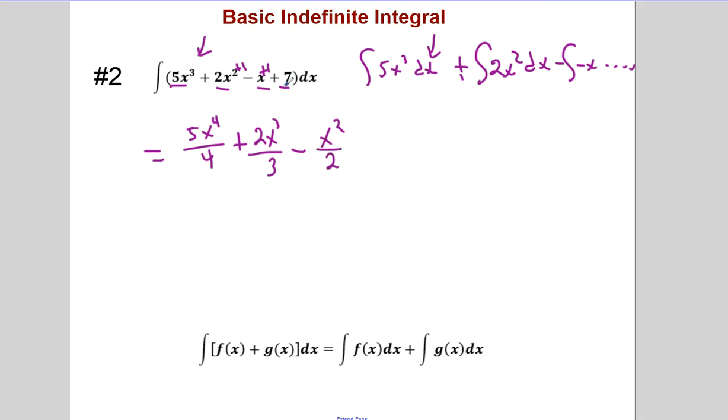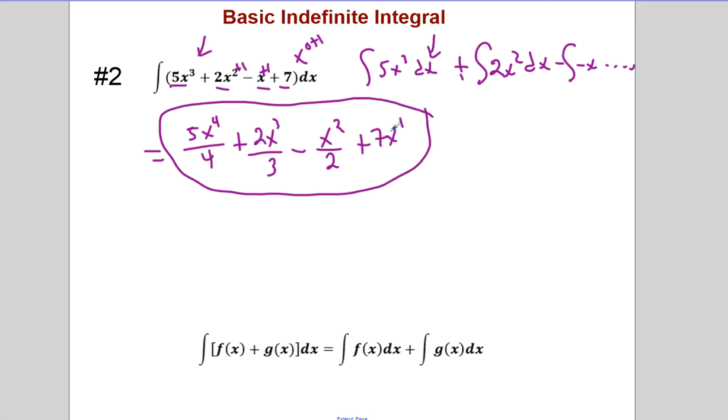And this is a constant. So the constant of variation, remember, this is just x to the 0, so I'm going to have 7. I'm going to add 1 to it. So I'm going to have 7x to the 1 divided by 1. Well, I don't need to write the divided by 1 part. So this is my answer to this antiderivative of this function.